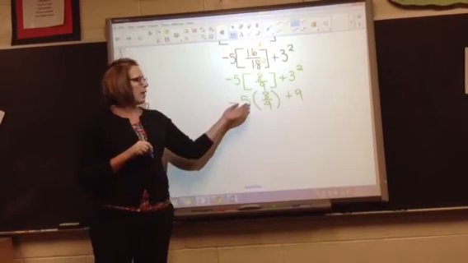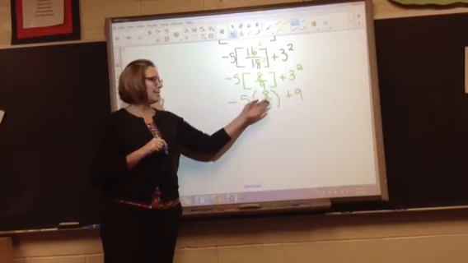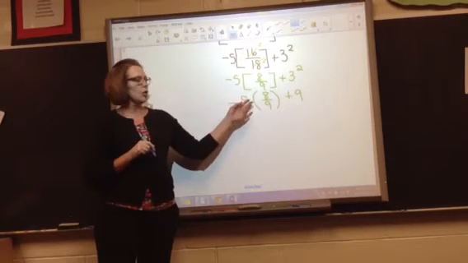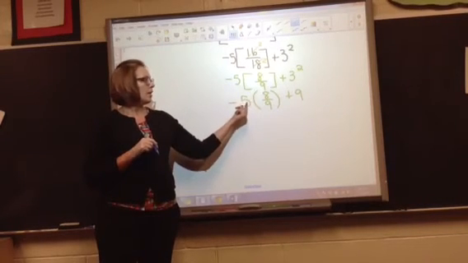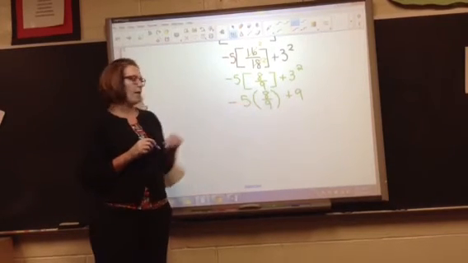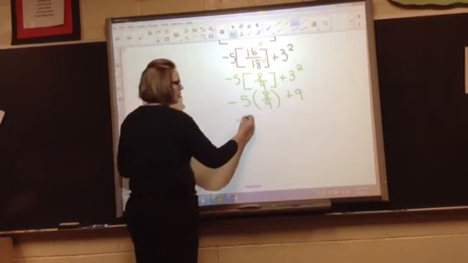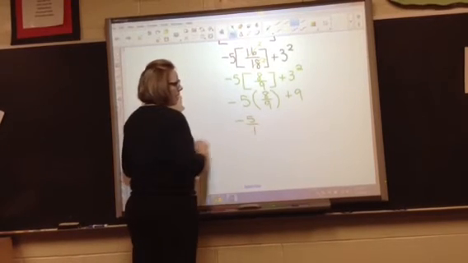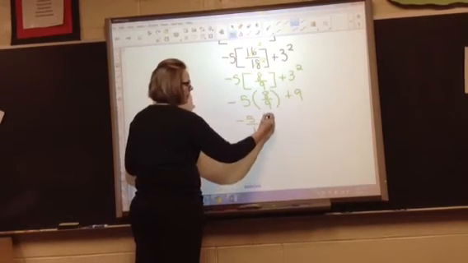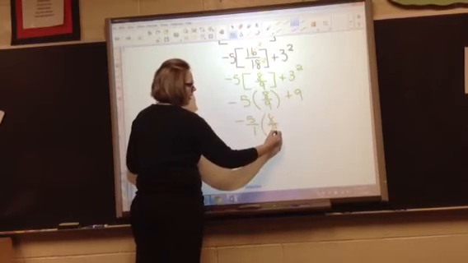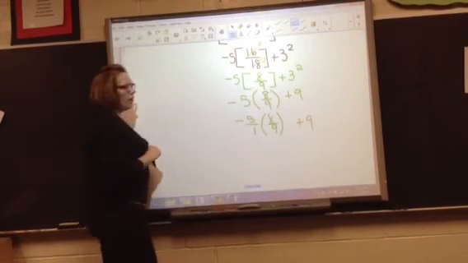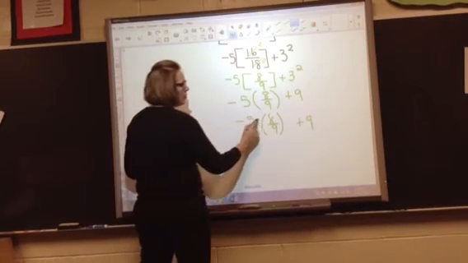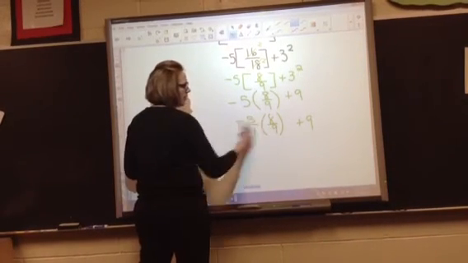The next order of operations, or pyramid of power, says that I need to take care of multiplication. In order to multiply a whole number with a fraction, the easiest thing is to turn this into a fraction. So that's what I'm going to do. I'm going to show my work and write out the step. I have negative 5 over 1 times 8 over 9 plus 9. When I multiply fractions, I just multiply straight across.